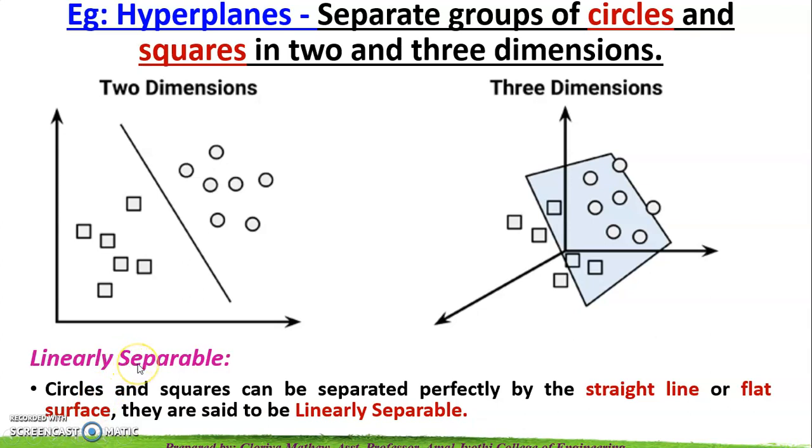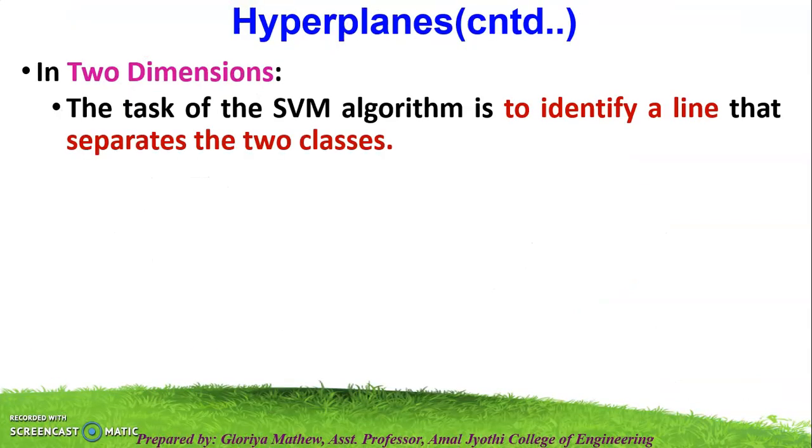Now let's see what the term linearly separable means. In our example, the circles and squares can be separated perfectly by a straight line or a flat surface. They are said to be linearly separable. So, linear separation means that two groups of objects can be separated by using a straight line or a flat surface. Then we can say that they are linearly separable.